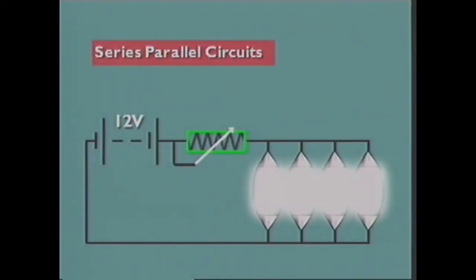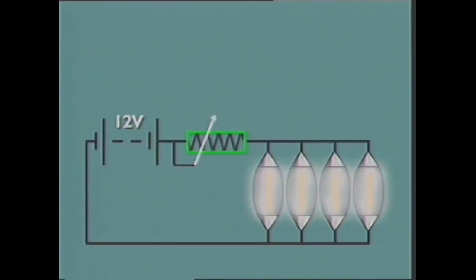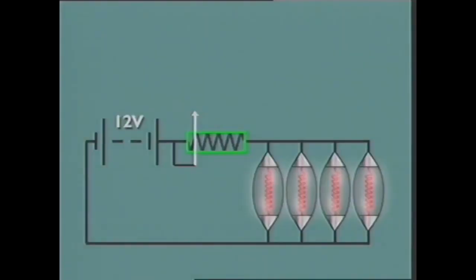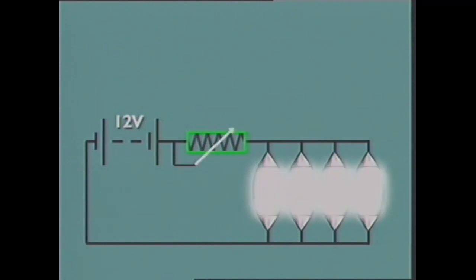This section examines series parallel circuits. One example of a series parallel circuit is this circuit for the panel lights. Here a rheostat is used to control the brightness of the bulbs. These circuits are analyzed using the laws applied to separate series or parallel circuits.